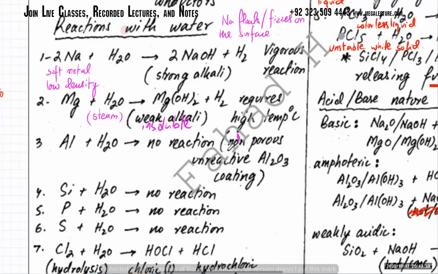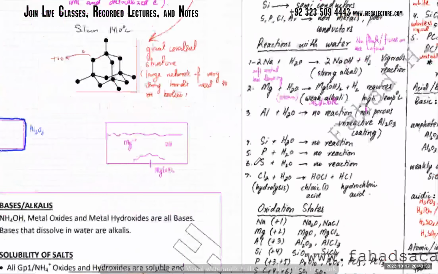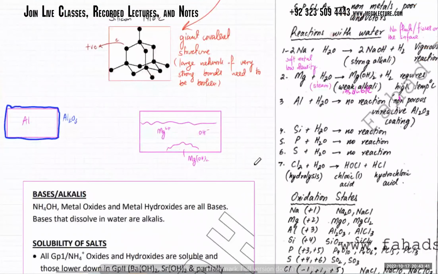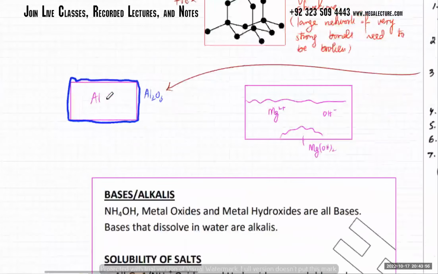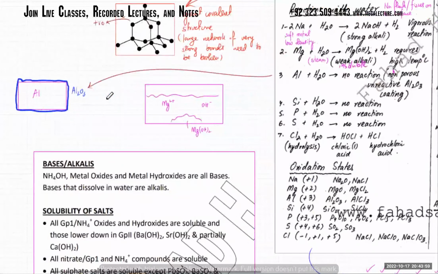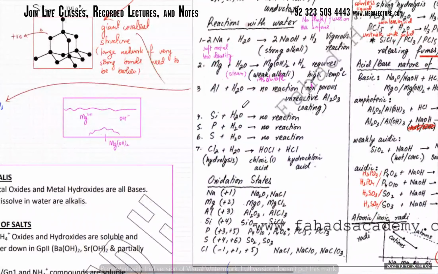And then you have aluminium. It has absolutely no reaction. Why? Because it's got a non-porous unreactive Al2O3 coating on top of it. Aluminium does react with water, but all of a sudden it's got this coating on top of it, which is very protective, which is very unreactive. Things can't pass through this. It's very non-porous. So the aluminium stops reacting immediately. Silicon also does not have a reaction. Why? Because silicon is a big giant covalent structure, so almost no reaction. The rest of them, they don't have a reaction.